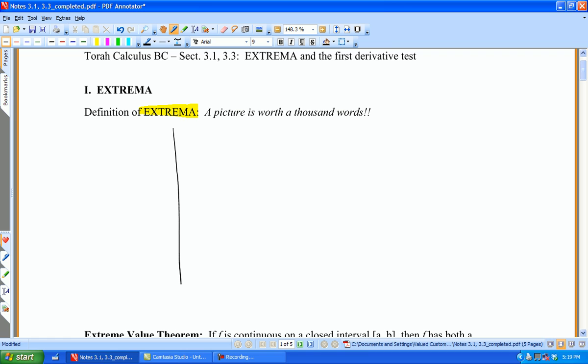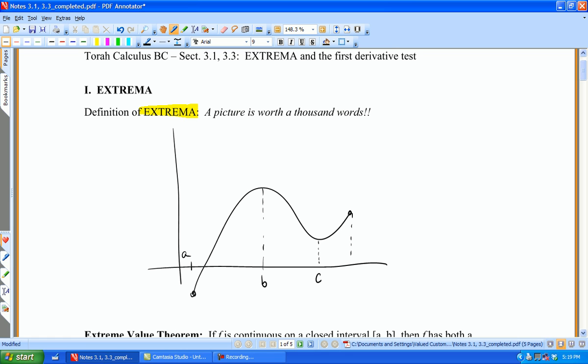So I'm going to sketch a function. This could be any type of function, and I'm just going to draw it like this. Okay? And I'm going to start this function over here at A. That high point right there I'm going to call B. That low point there I'm going to call C. And this point over here I'm going to call D.